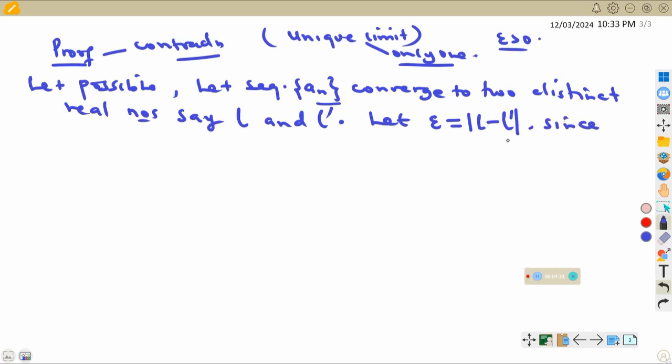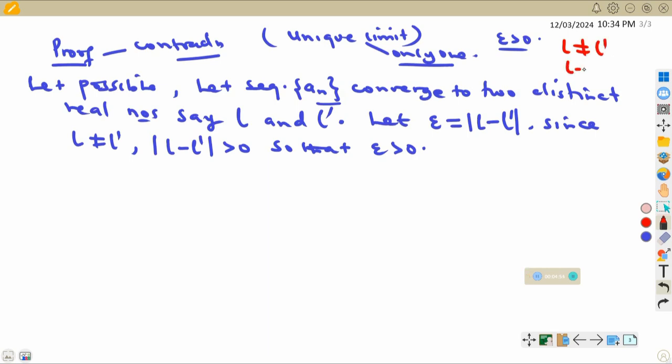since L is not equal to L prime, because these are distinct real numbers, which means they are not equal. So can we say that the magnitude of L minus L prime will actually be greater than 0, so that epsilon is greater than 0? Can we do that? Because we can easily do this, because we are saying L is not equal to L dash. If the two are not equal, it means L minus L dash is actually not equal to 0.